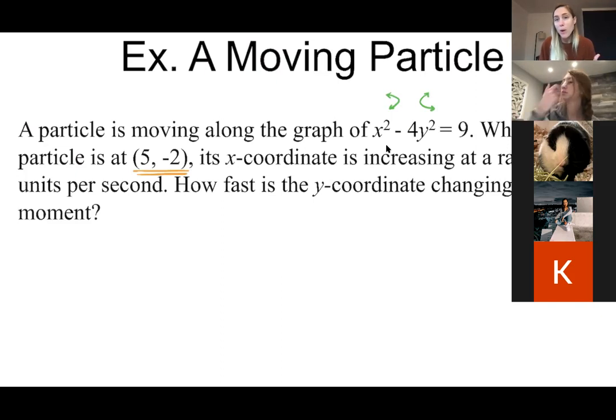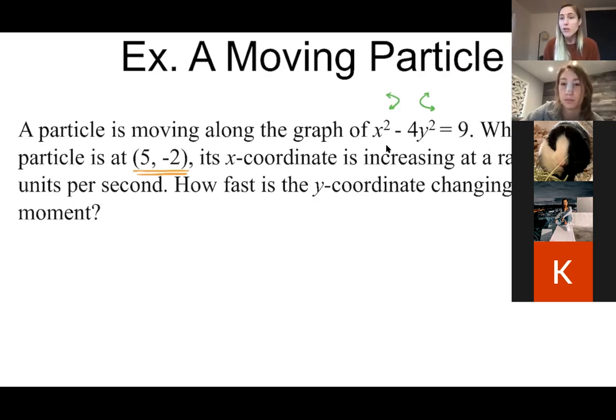So in this example, we're given the rate at which the x value is changing at that moment in time. And the moment in time is described by the position of the particle on the graph. So we're given the rate at which the x coordinate is changing. It's actually increasing at a rate of 3 units per second. And we are going to solve for how fast the y coordinate is either increasing or decreasing with respect to time at that particular moment.